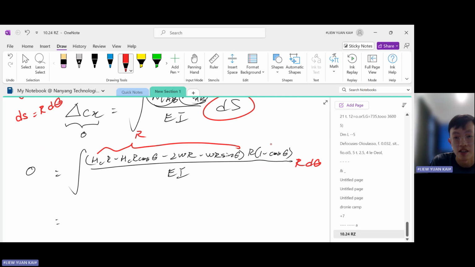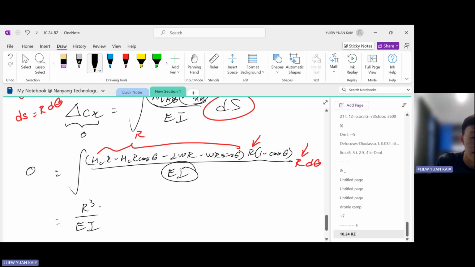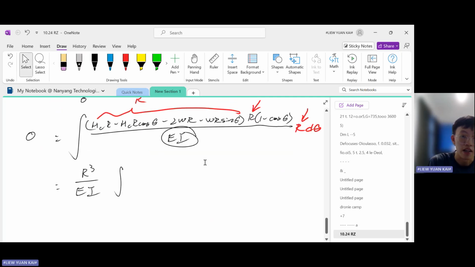There's an R somewhere inside here. Then you can see another R here, and another R here, so we have three R's multiplying together. I'm gonna factorize them out. R times R times R will be R cubed. EI is also a constant, so I can take that out, divided by EI. Then you just leave back the remaining terms. So all the R's in this long bracket are gone. What we're left with is HC minus HC cosine theta minus 2W minus W sine theta.